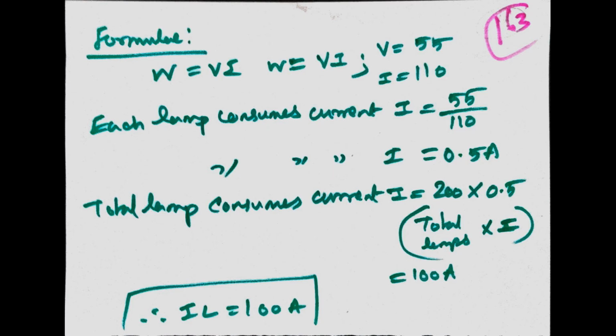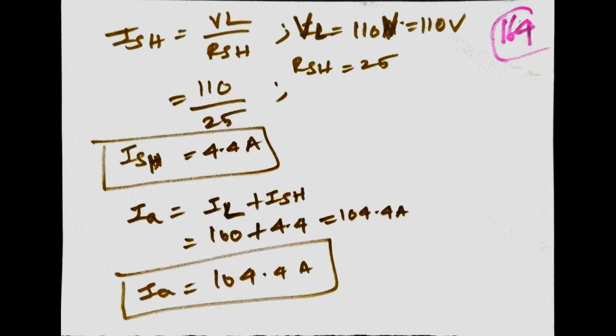Total lamps consume current I is equal to 200 into 0.5, which is 100 amperes. IL is equal to 100 amperes. That is the answer. ISH is equal to VL divided by RSH, where VL is equal to 110 volts and RSH is equal to 25. Putting the values in the ISH formula, 110 divided by 25, we obtain ISH is equal to 4.4 amperes.